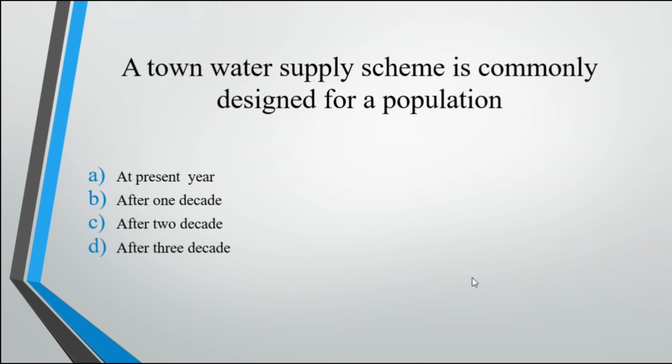First question, a town water supply scheme is commonly designed for a population of option A at present year, option B after 1 decade, option C after 2 decades, and option D after 3 decades. So the correct answer for this question is option D, after 3 decades.